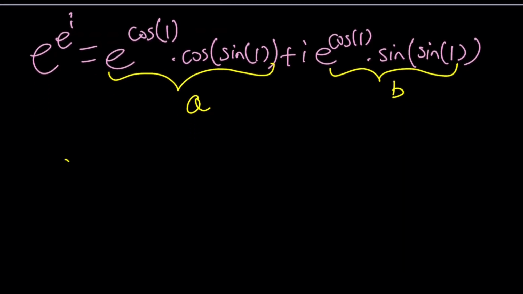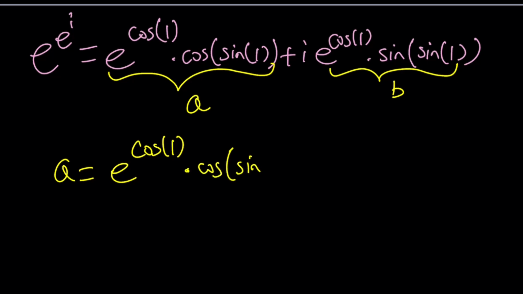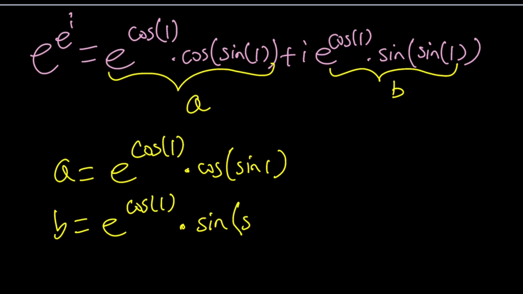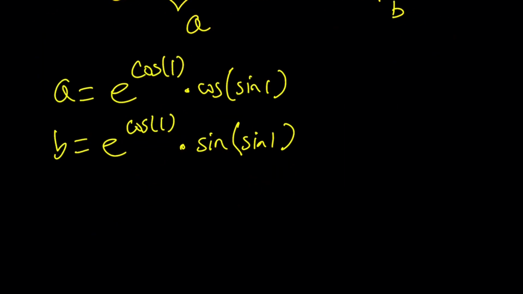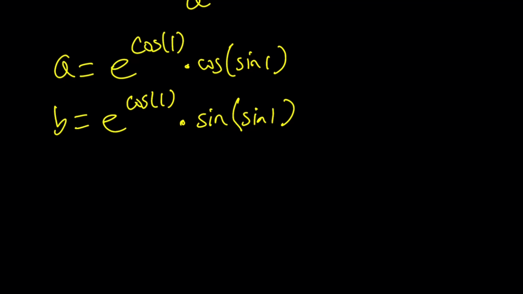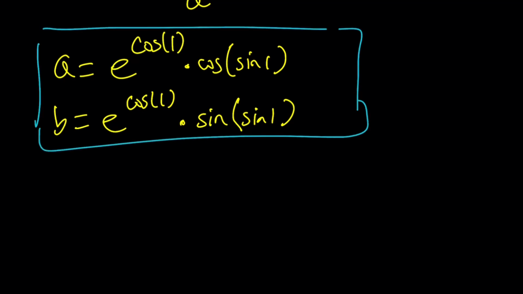So what are we supposed to do? Let's go ahead and write what a and b are. a is e to the power cosine 1 times cosine of sine 1. And then b is e to the power cosine 1 again. Notice they have a common factor, times sine of sine 1. Now we're supposed to find a squared plus b squared. Fun. Okay, how do you do that? You square each expression and add.